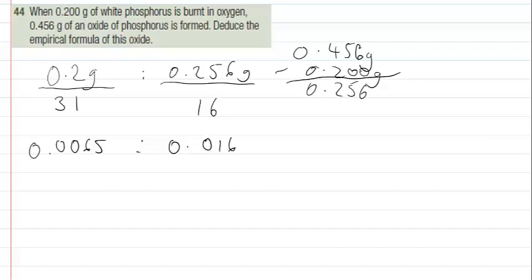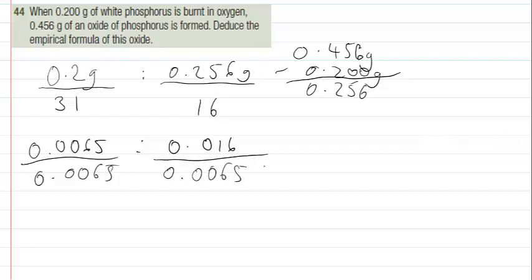0.016. Okay, now to find our empirical formula, we need to divide by the smallest number, which in this case is 0.0065. So we divide both sides by that. And again, if we put this into our calculator, we will get 1 to about 2.5, which is close enough in this case. So this is a 1 to 2.5 ratio. So for every one phosphorus atom, there are 2.5 oxygen atoms.